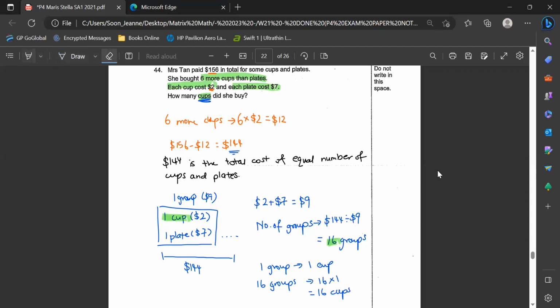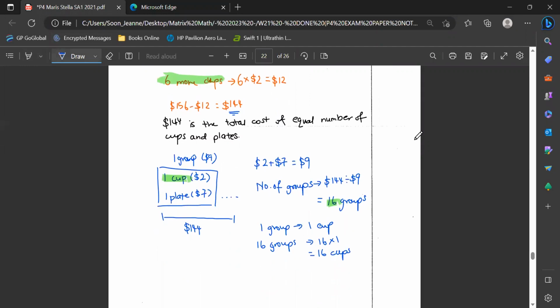But that's not my final answer. Don't forget that she bought 6 more cups than plates. So that means we need to add in the 6 more cups that she bought. So the last step would be, let me scroll a little bit down. It will be the total number of cups. It's not only 16, but 16 plus 6. Your answer is 22 cups. Okay?